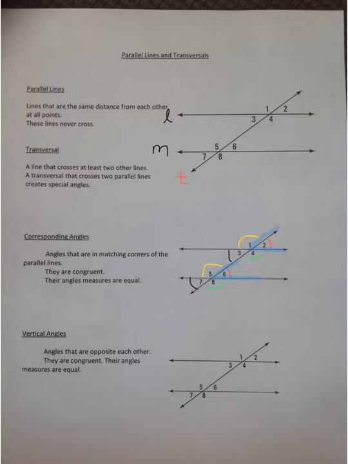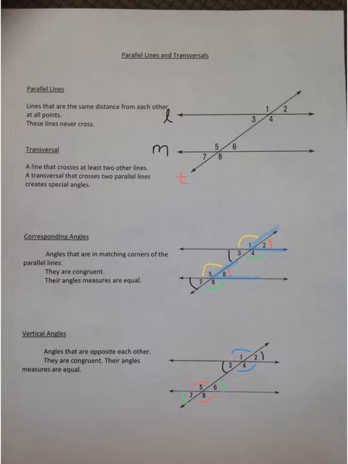Vertical angles are angles that are opposite each other. They are congruent. Their angle measures are equal. Angle 2 and angle 3 are vertical angles. They both measure the same. Angle 6 and angle 7 also are vertical angles. Angle 1 and angle 4 are the same, and angle 5 and angle 8 are the same.